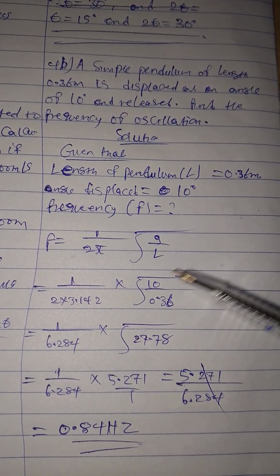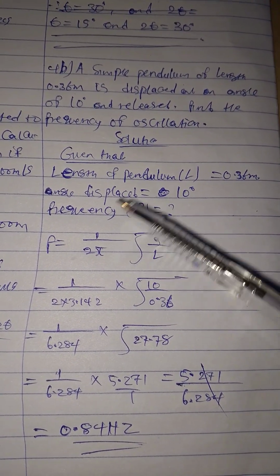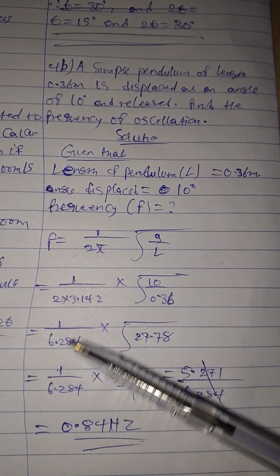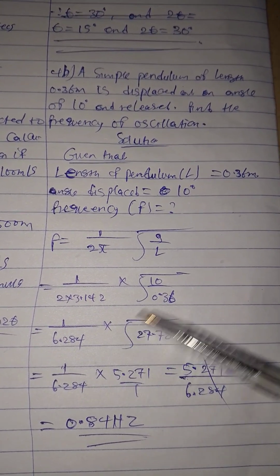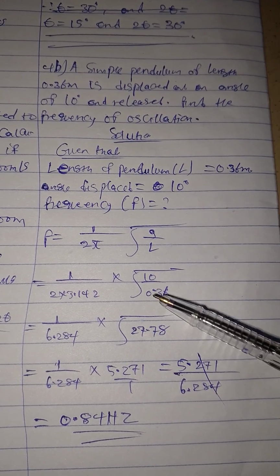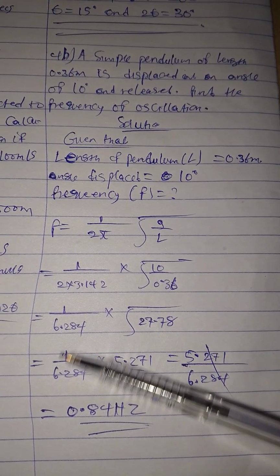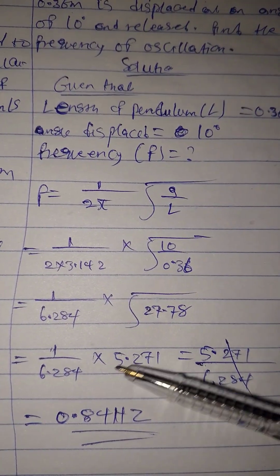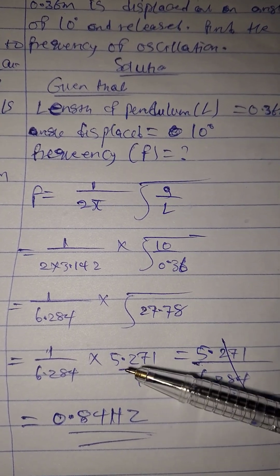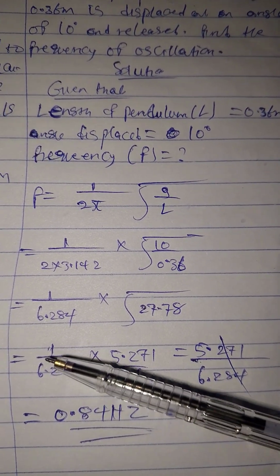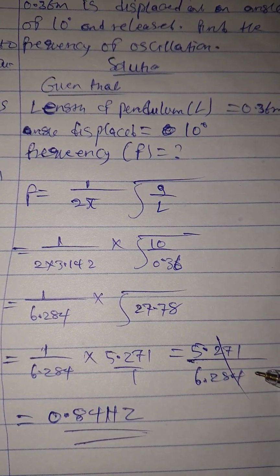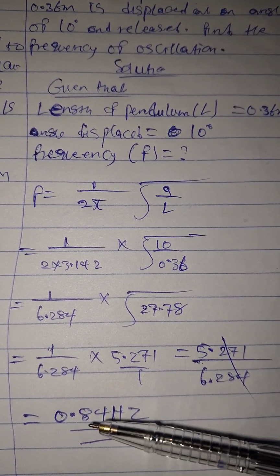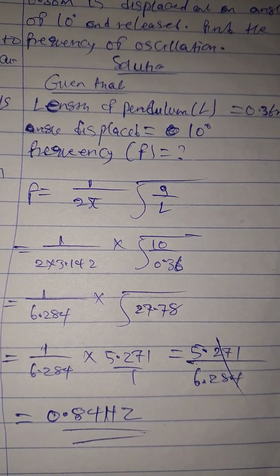Pi is 3.142, times g, which is 10, all over the length, which is 0.36. So that becomes 1 over 2 times 3.142, which gives 6.284, times the square root of 10 divided by 0.36, which gives 27.78. So that becomes 1 over 6.284 times the square root of 27.78, which is 5.27. So 1 times 5.27 over 6.284 gives 0.84. So this is my frequency.